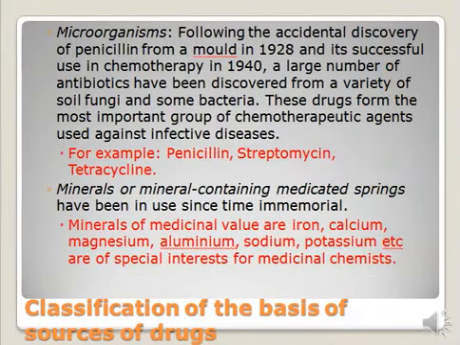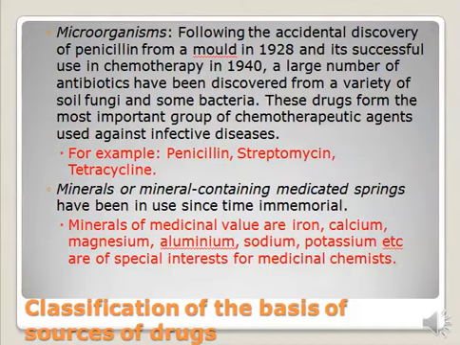Next we have microorganisms. They are another category of naturally occurring drugs. Microorganisms came into use for medicinal chemistry since the accidental discovery of penicillin from a mold. Mold is basically a word for fungus. Penicillin was accidentally discovered from Penicillium chrysogenum, and since its discovery, chemists became aware that microorganisms can also produce some useful chemicals.